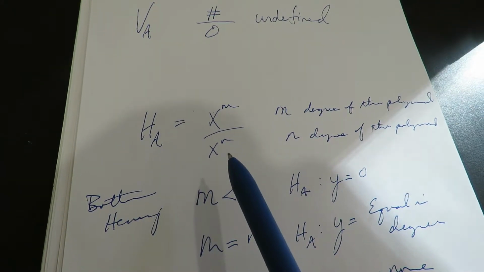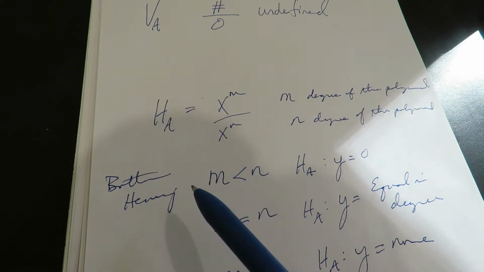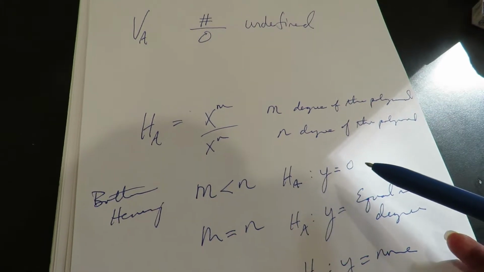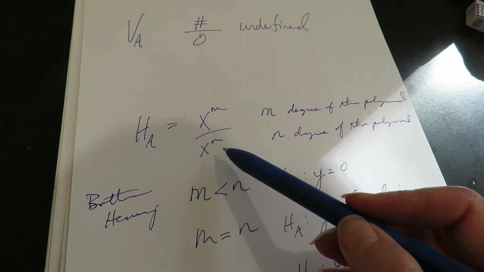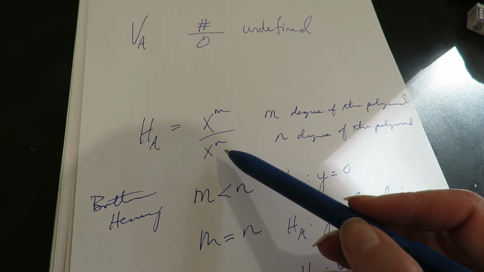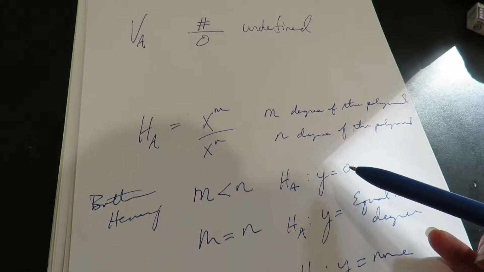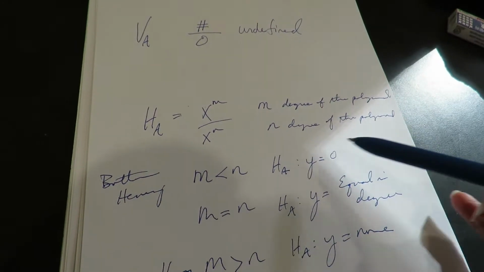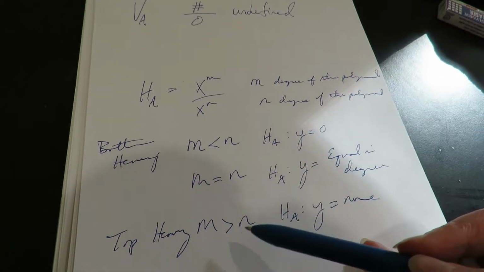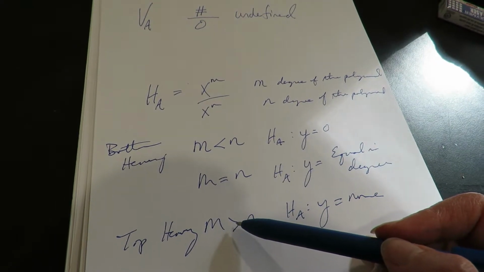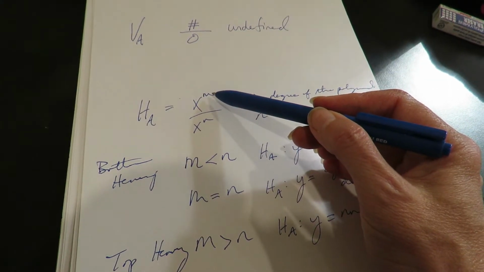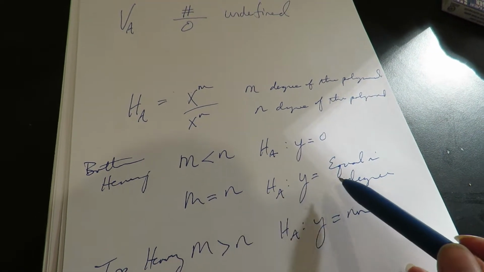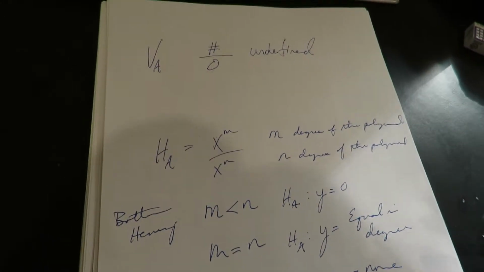An HA, horizontal asymptote: remember if the degree of the bottom is higher, we call that bottom heavy. Well, I call it that just to help you memorize the rule. If it's bottom heavy, the horizontal asymptote will sit right on the x-axis, or where y equals 0. If top heavy, if the degree of the numerator is higher, then there's no HA, and if they're equal, then it's the ratio of the leading coefficients.